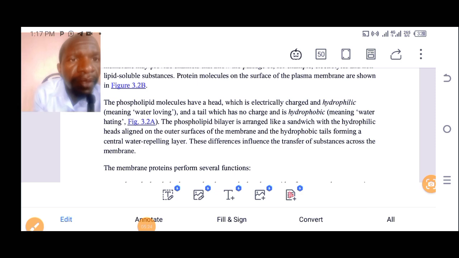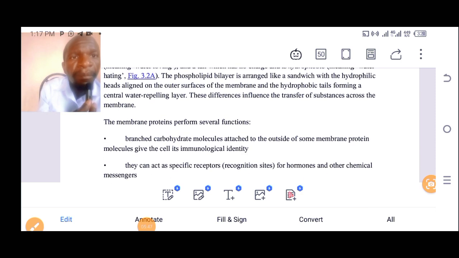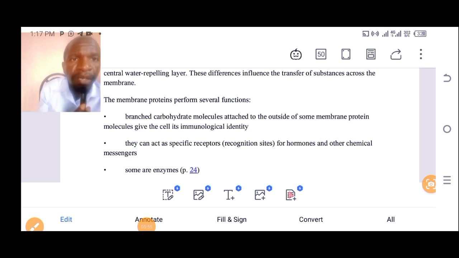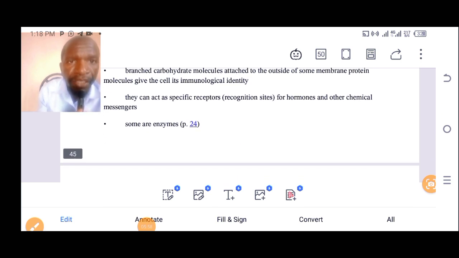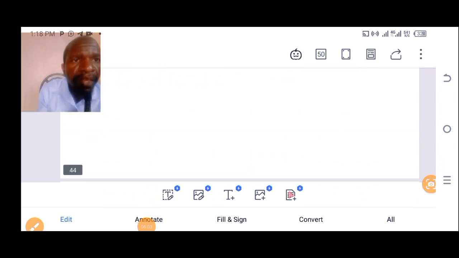So in general, this is the structure of the plasma membrane. The phospholipid bilayer is arranged like a sandwich, with the hydrophilic heads aligned on the surfaces of the membrane and the hydrophobic tails forming a central water-repelling layer. These differences influence the transfer of substances across the membrane. The membrane protein performs several functions. Branched carbohydrate molecules are tied to the outside of the membrane molecules to give the cell its immunological identity.